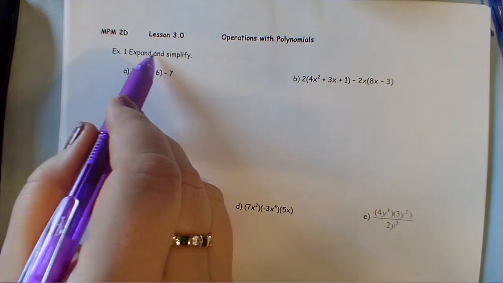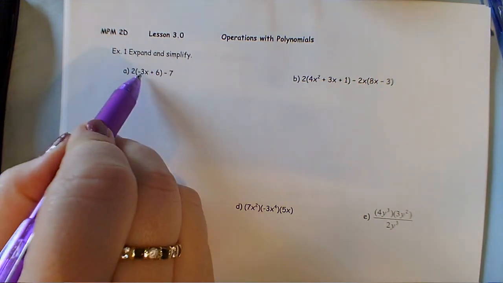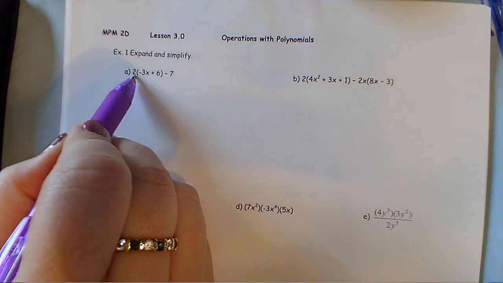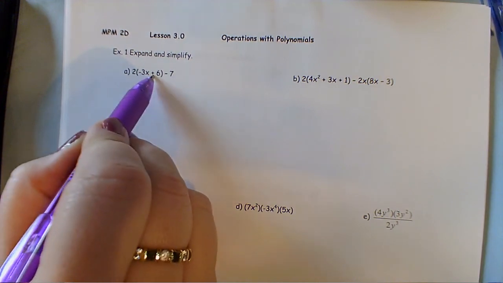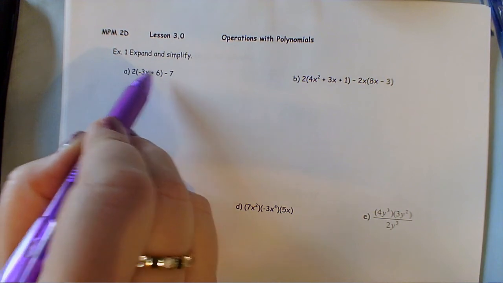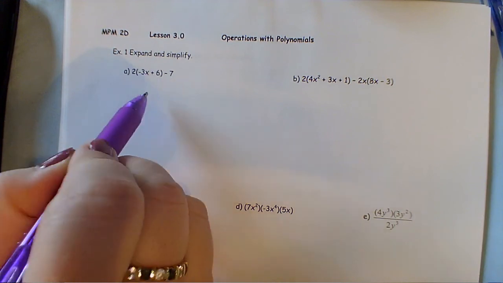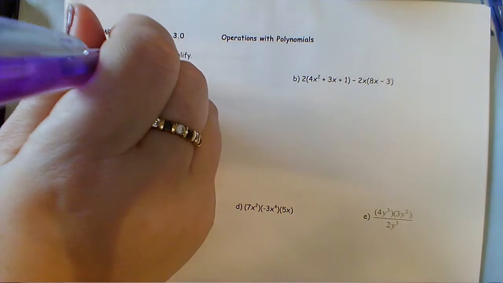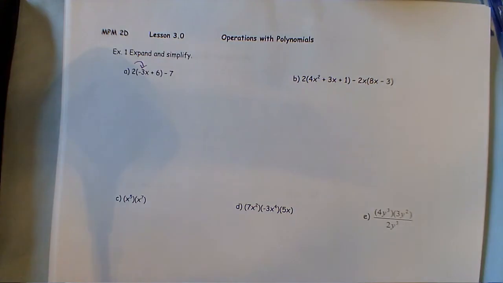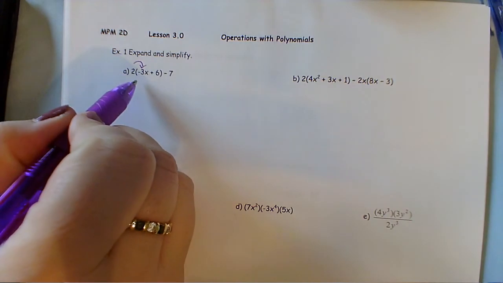When you're being asked to expand and simplify, you're looking to see what's directly in front of a bracket. In this case, we have a bracket that has two things in it, negative 3x and a plus 6. That's called a binomial because there's two parts to it, two terms. There's a number 2 in the front, and the 2 is going to meet up first with the negative 3x. And when they meet up, that's multiplication that's going to happen.